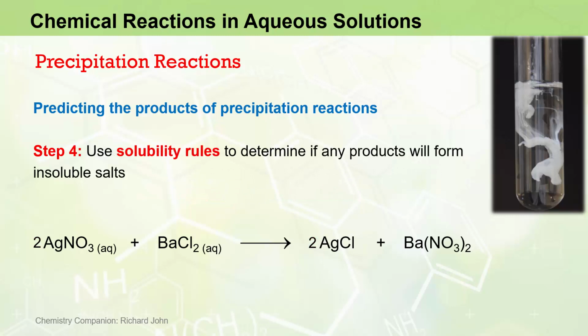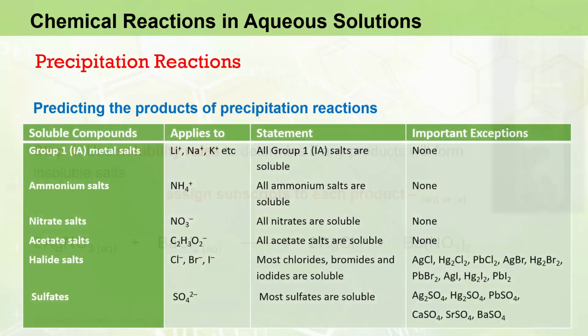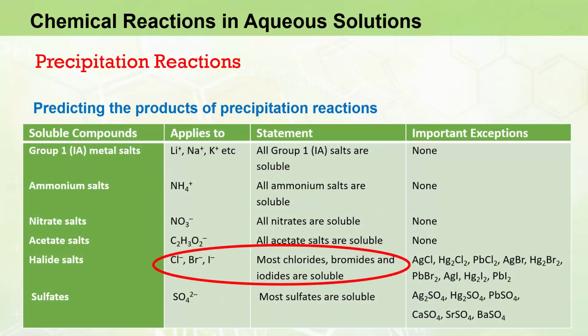In step 4, we're going to use our solubility rules to determine if any of the products will in fact form an insoluble salt. And we will insert appropriate subscripts to each product, either an S subscript if an insoluble solid precipitate forms, or an AQ subscript if the product is soluble in water and forms an aqueous solution. To do this, we go to our solubility table, and we see that most chloride salts are soluble in water, but there are exceptions, and one of them is silver chloride.